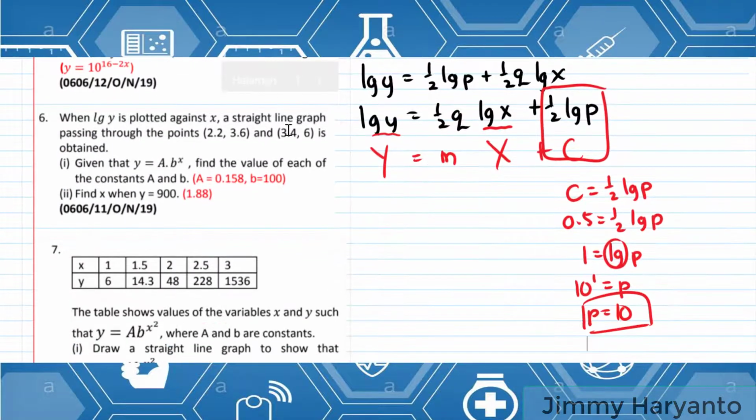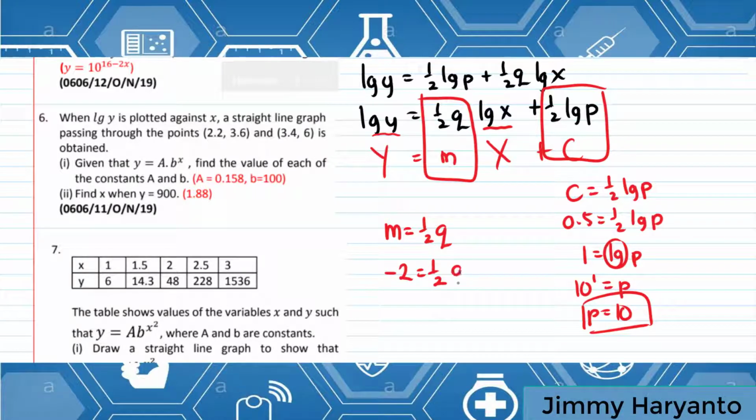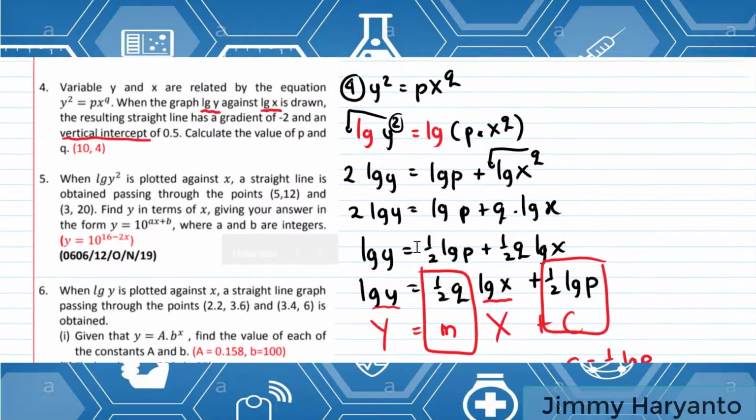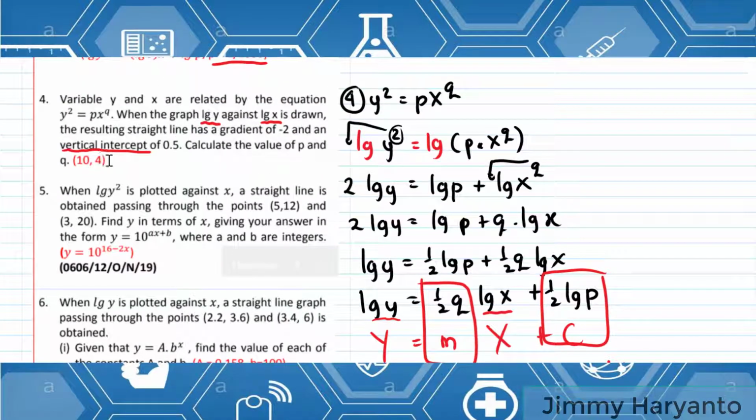-2. It is said in the questions that the gradient is -2. This one, M equals to half q. The gradient is -2 equals to half q. Move the 2, -4 equals to q. So I will get p equals to 10 and q equals to -4.